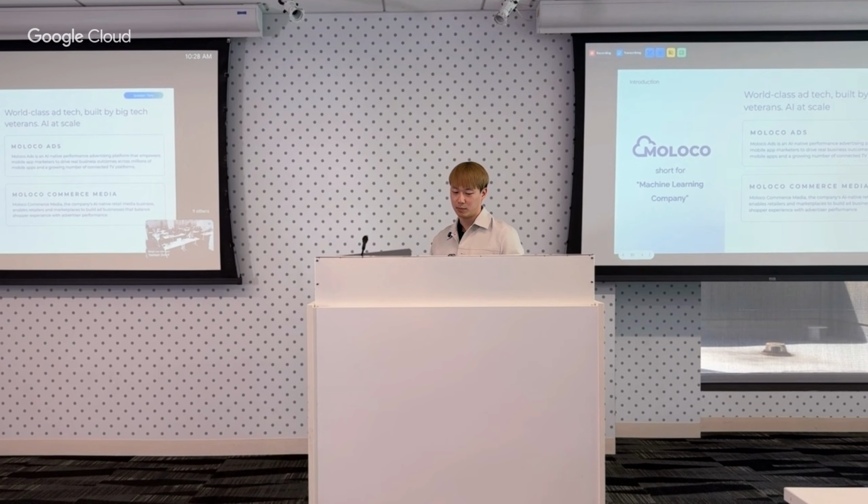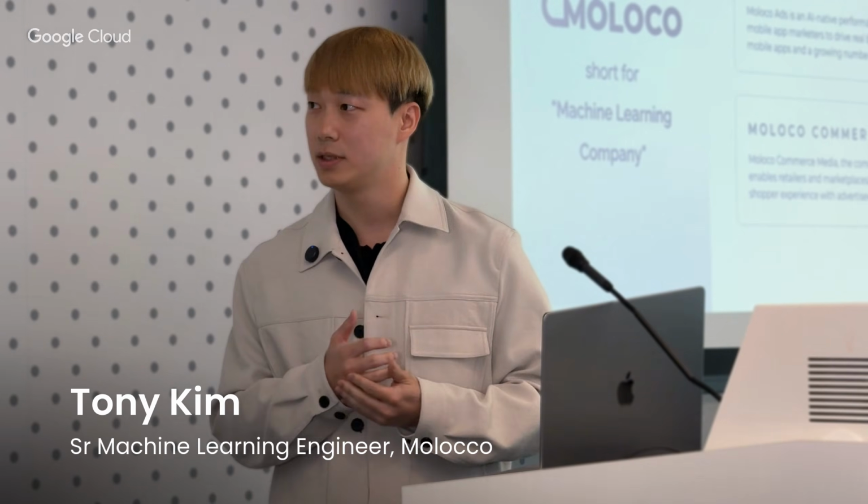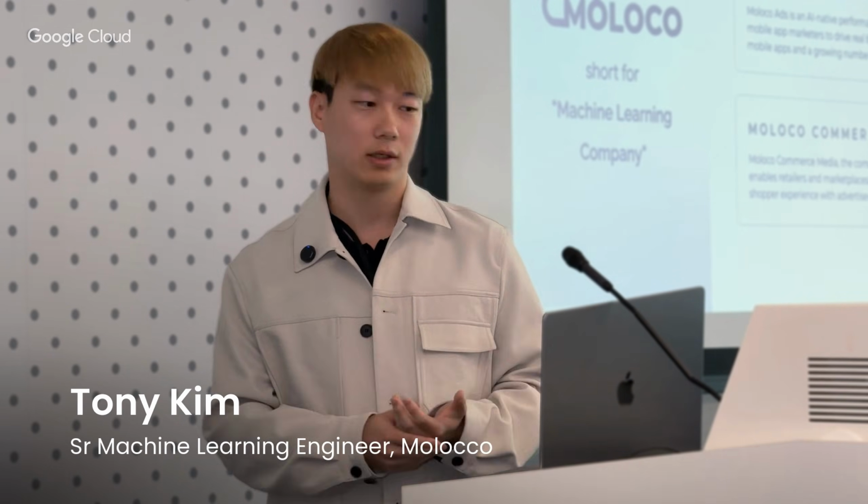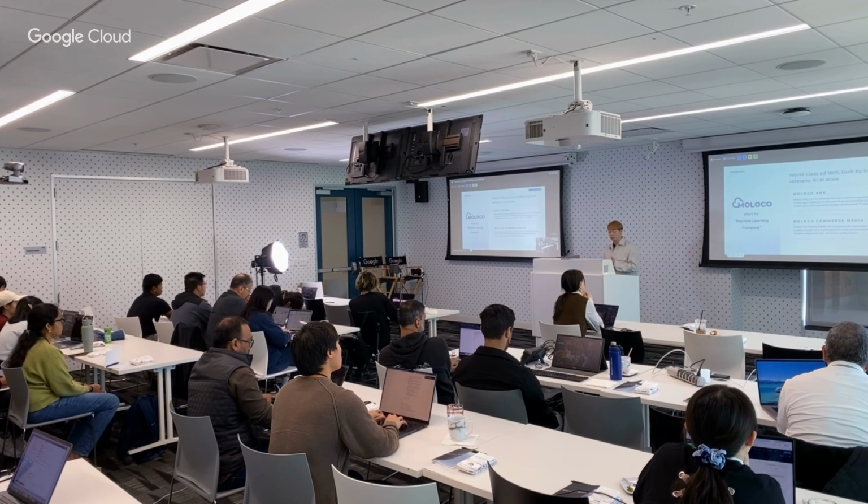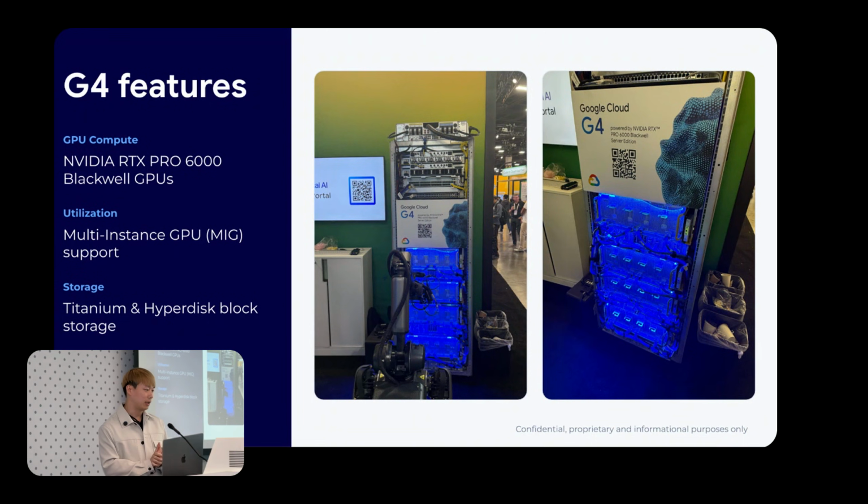Moloco Commerce Media is the company's AI-native retail media business that enables retailers and marketplaces to build ad businesses that balance shopper experience with advertiser performance. And so today's topic is G4, our spotlight.